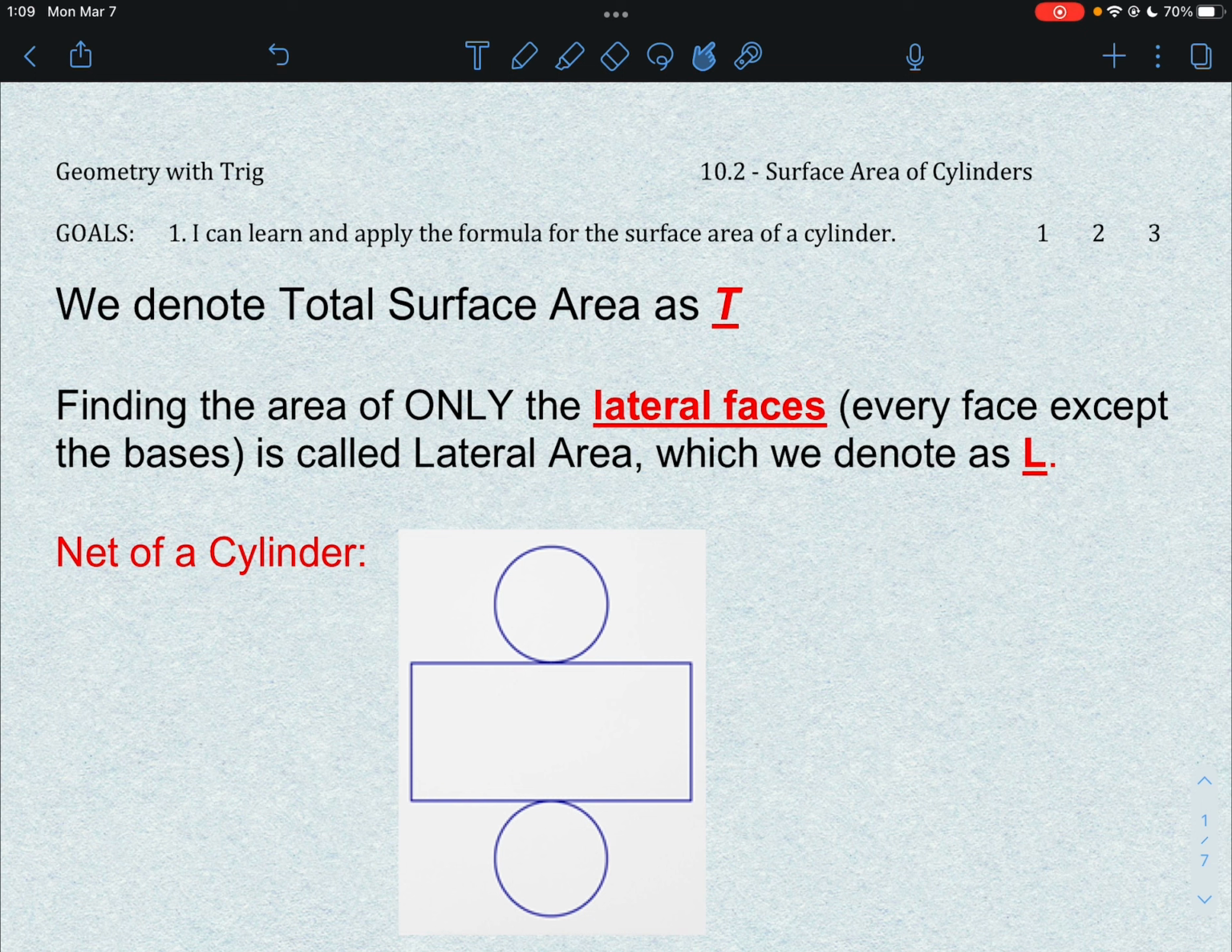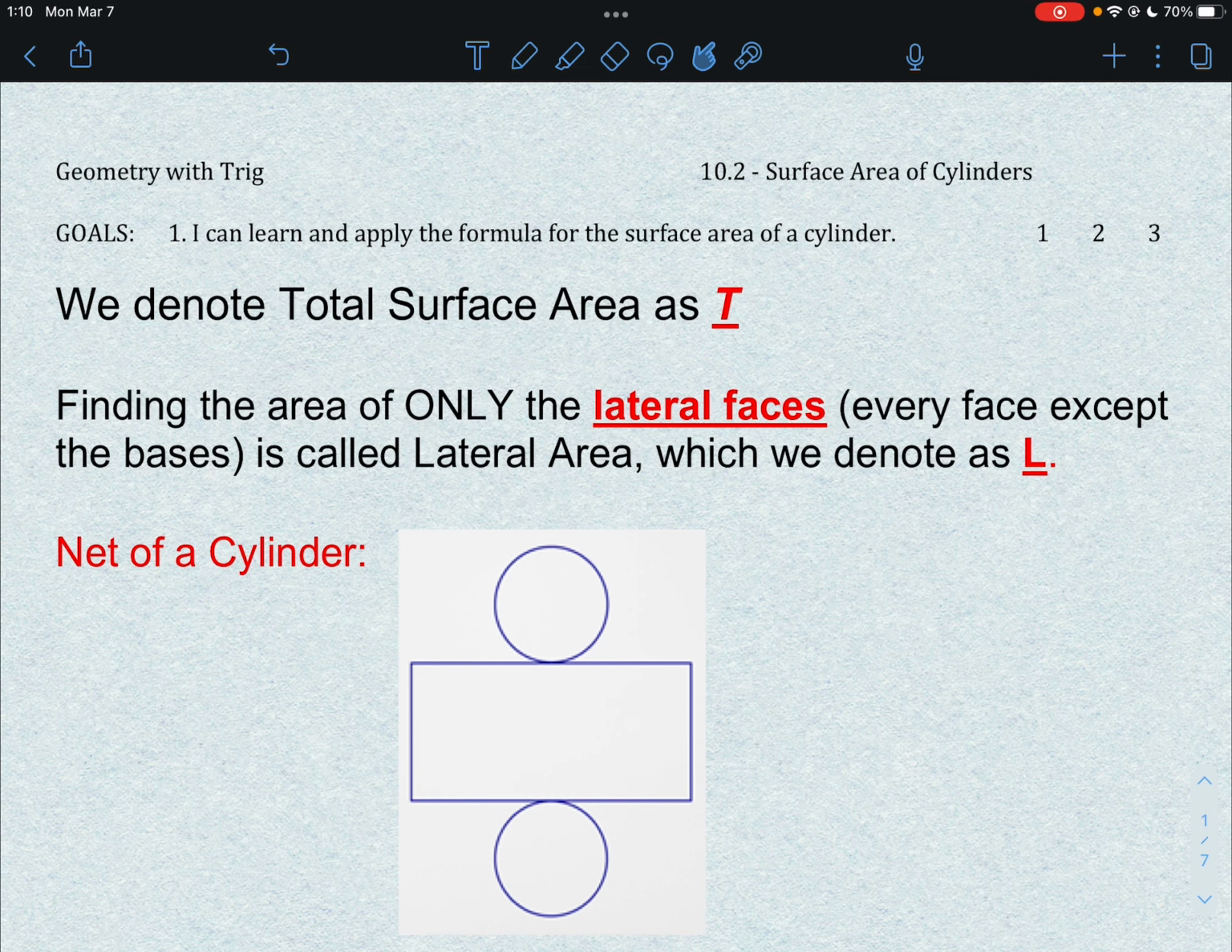Today we're going to take a look at the surface area of cylinders. Like I said, to start, we denote total surface area as a capital T. Some people use an S, but I think it looks too much like a 5, so I try not to use it. I use T for total surface area. Finding the area of only the lateral faces, which is everything that's not the bases, is called lateral area, which we'll denote as capital L.